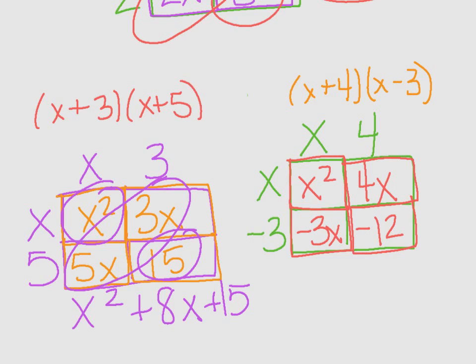Once again, you'll notice there's a pattern here. X squared does not combine with anything. However, once again, my two diagonals combine. Negative 3x plus 4x is plus 1x, or I'm just going to write plus x. Negative 12 doesn't combine with anything. My final answer being x squared plus x minus 12.